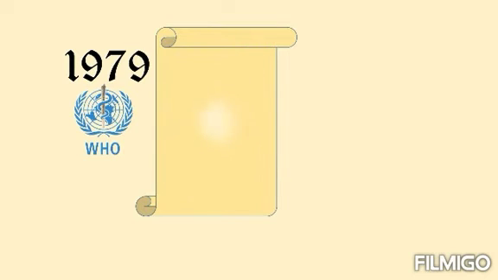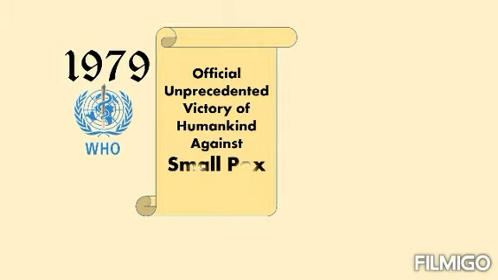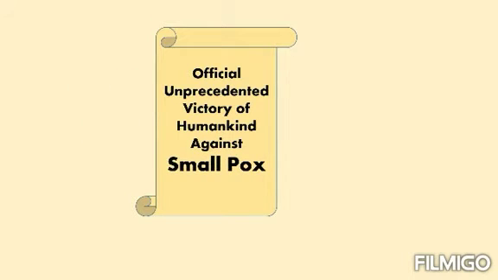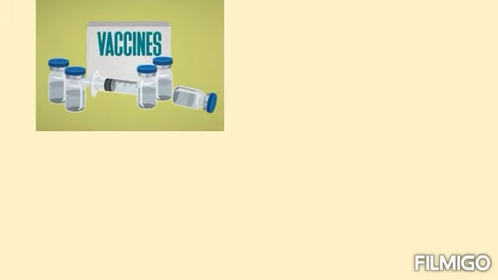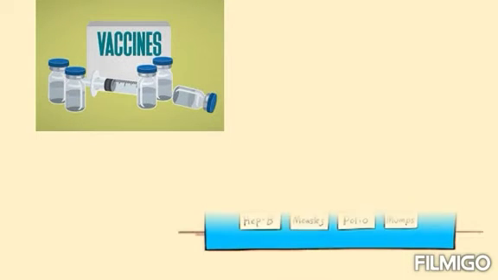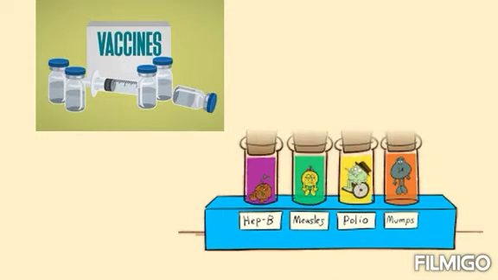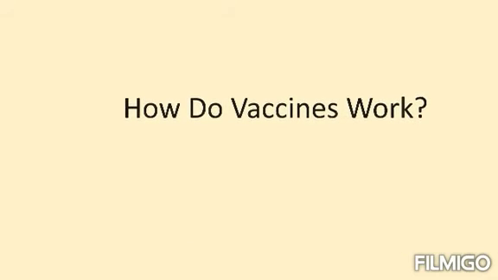So, in 1979, WHO announced officially that mankind had an unprecedented victory against smallpox. And from that time, man discovered many vaccines against several diseases such as hepatitis B, measles, polio, and mumps.